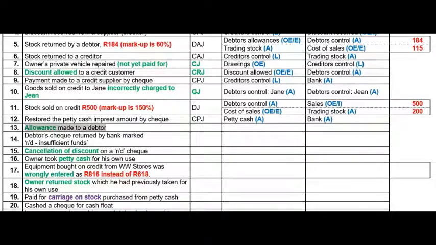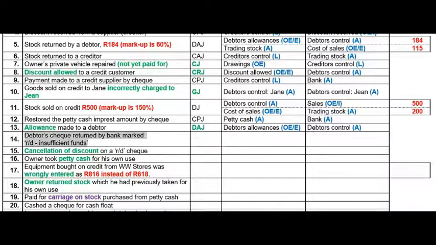Now, an allowance made to a debtor, this will be recorded in the DAJ, but this is one of those DAJ scenarios where the debtor didn't return stock, so it only affects 2 accounts, not 4 accounts, only 1 set of accounts. Debtor's allowances is an expense that's debited, and the debtor's account is credited because this allowance means that he owes us less money.